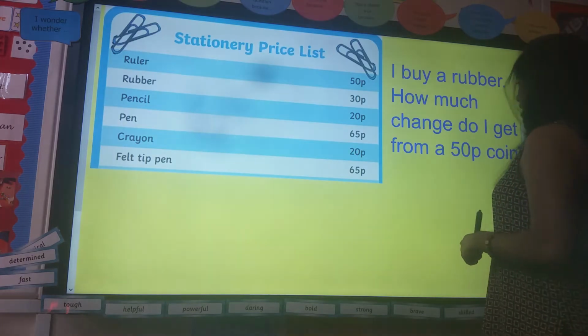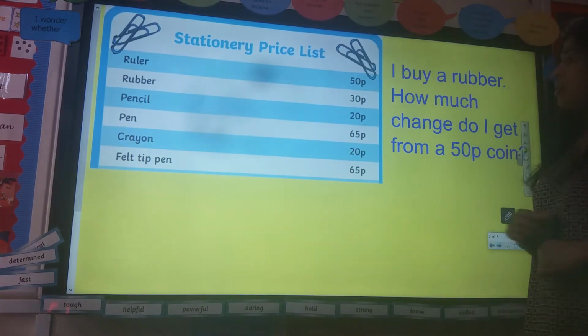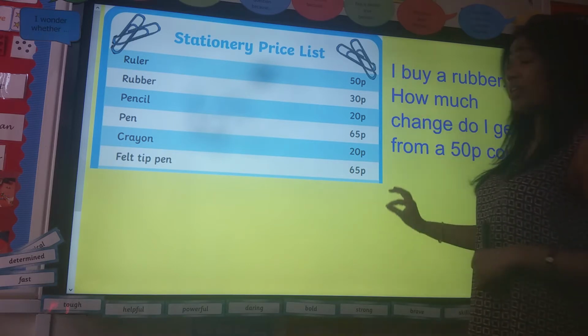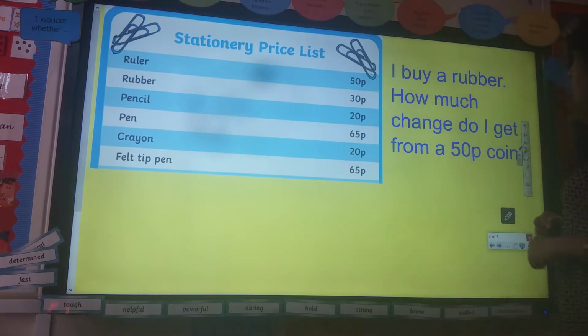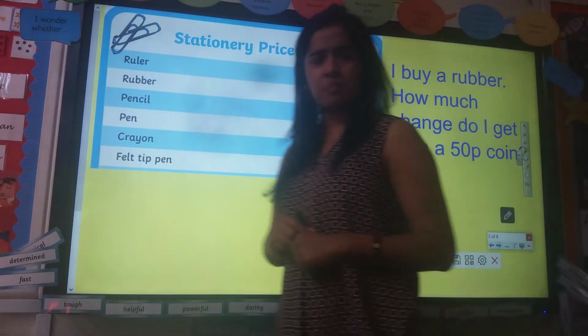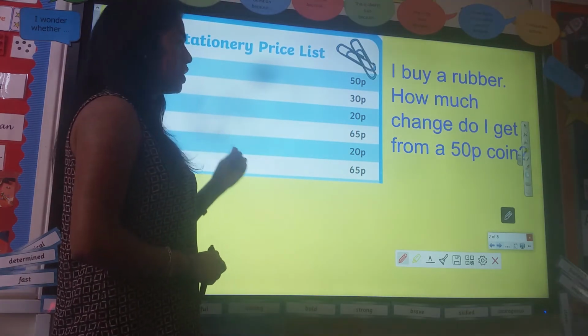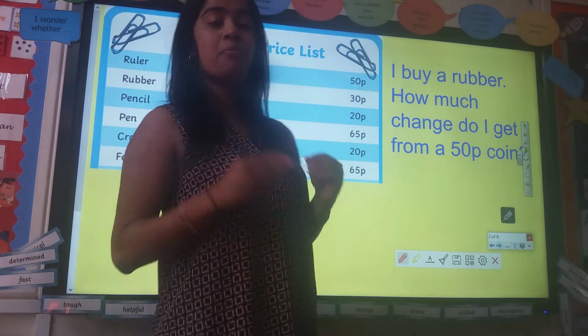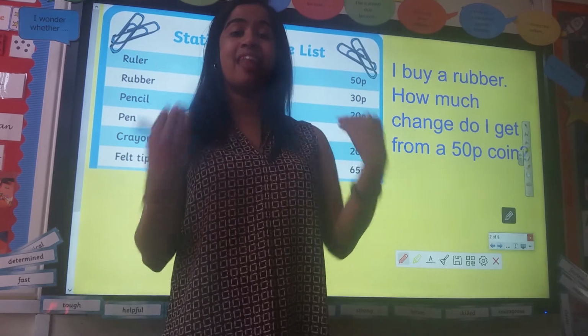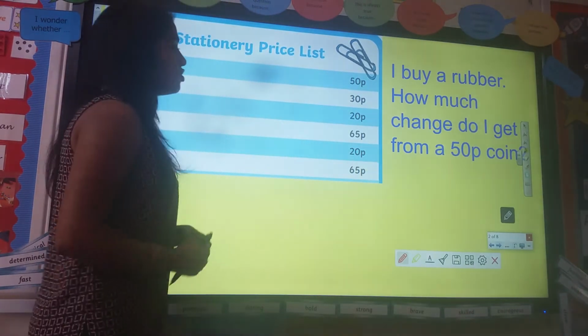Okay? Let's have a look at this question, for example. So here we've got a list of lots of different stationery and how much they cost. Here, my question is, I buy a rubber. How much change do I get from a 50p coin? Because remember, there's no such thing as a 30p coin. So how much change do I get from a 50p coin? And when I'm thinking about change, I'm thinking about how much money there is left over. Okay? So what do I need to do?